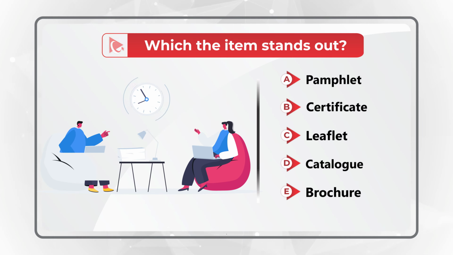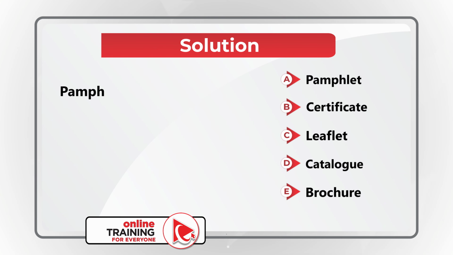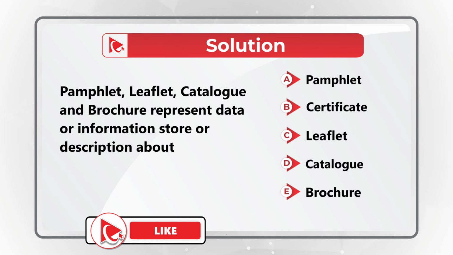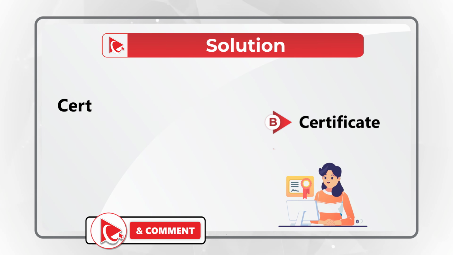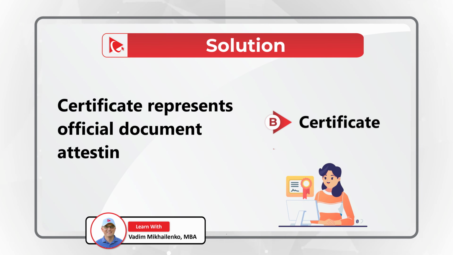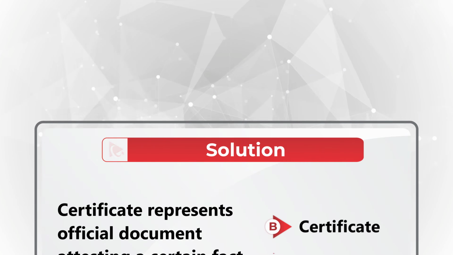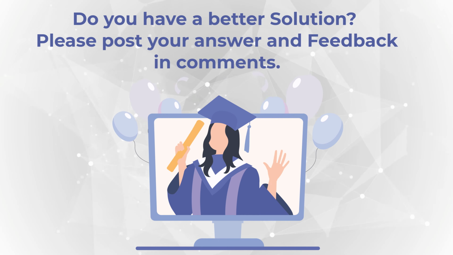And on my end, I am moving forward to share with you my version. And obviously, if you have a different solution, please make sure to post in comments. You probably figured it out, but all items here represent information stored or a description about single or multiple subjects, with the exception of the word certificate. A certificate represents an official document attesting a certain fact. Hopefully you've nailed this question and now know how to answer similar problems on the test.